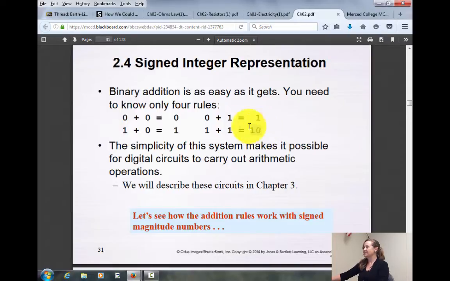The simplicity of the system makes it possible for our digital circuits to carry out arithmetic operations. I know it might be kind of hard to see now, but one of the reasons they went with binary inside of a computer is that it was the easiest to implement in hardware. And then all of our abstraction comes through software. So they implemented this binary numbering system at the easiest level, the hardware level.